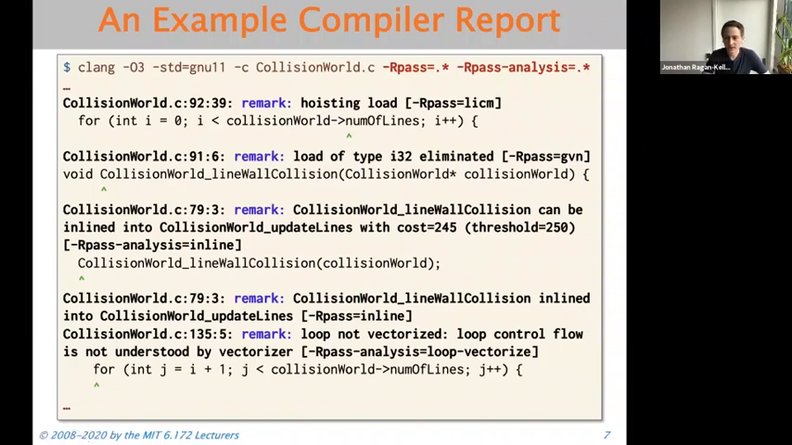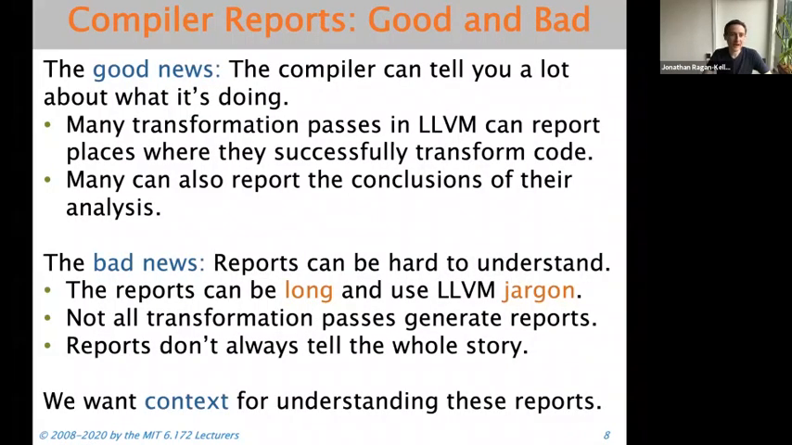Okay, so we can start to see what's happening here. There's a lot of information here. That's better than the compiler being a total black box, but it's obviously still kind of rough. And if you want to get reports on all the passes on all the code in a non-trivially sized program, this is going to be a really, really gigantic report. So basically, there's some good news and some bad news here. So the good news is, the compiler can tell us a lot about what it's doing. It's not a total black box. And there are lots of the most important transformation passes in LLVM that can report to us where they were successful.